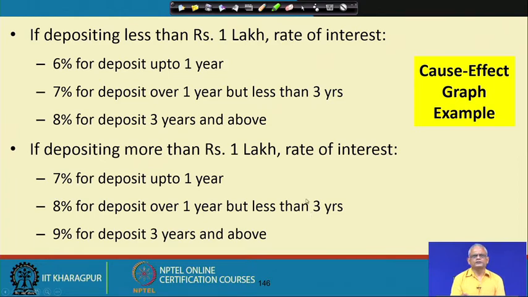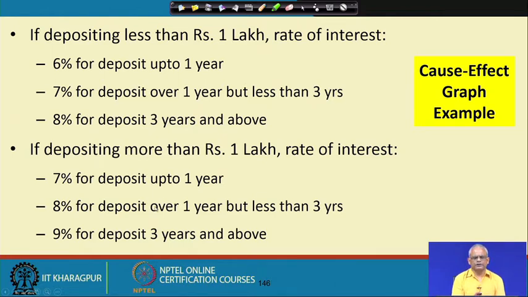We explain this cause effect graphing using a simple example that we were discussing earlier, that if the deposit amount is less than 1 lakh, then the rate of interest is 6%, 7%, 8% for deposit up to 1 year, over 1 year and less than 3 years it is 7%, and 8% if the deposit is 3 years and above. But if the amount is more than 1 lakh, then the rate of interest is higher, 7%, 8% and 9%.